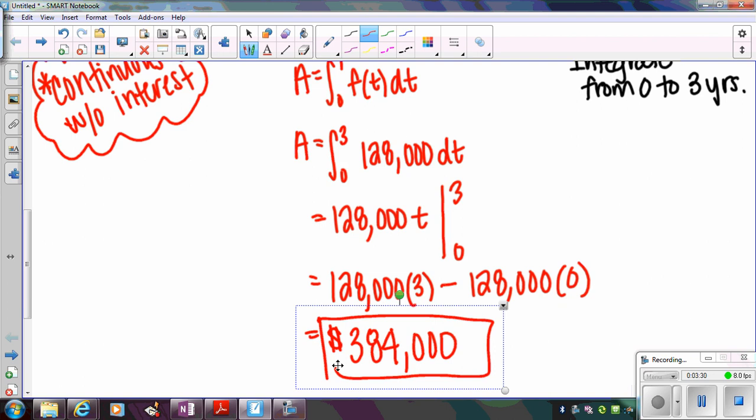Now, you could have figured out this problem definitely without integration, because you could have just said, okay, if I'm putting in $128,000 per year for 3 years, well, you just do 128,000 times 3 and you'll get your answer, which, if you look, that's exactly what ended up happening. But this is just a situation of what happens if your function isn't a constant, or you have some kind of different scenario where you would want to be able to use this. So that's the first one.